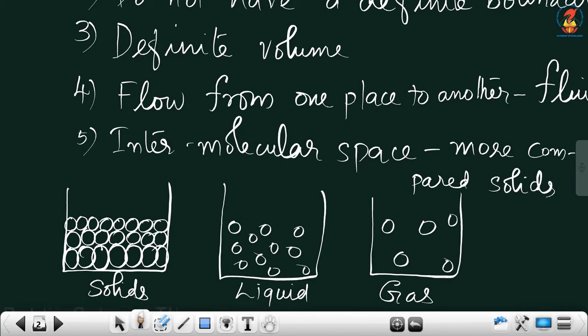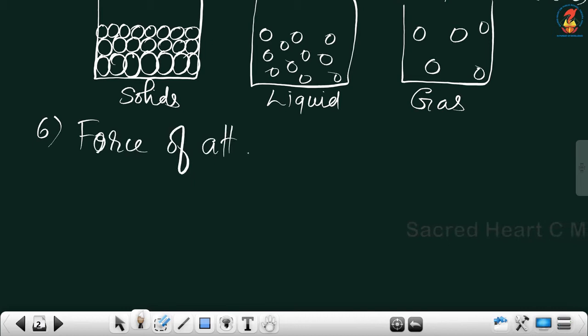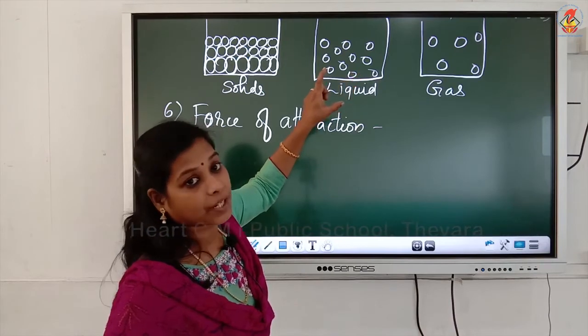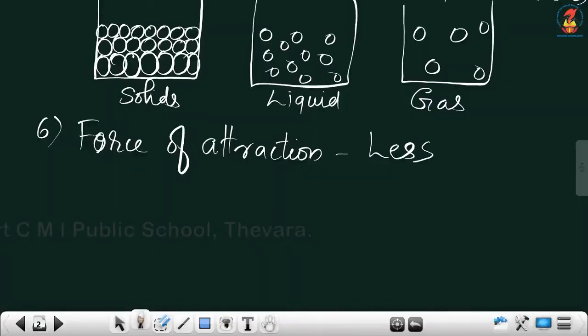Then, the sixth point: force of attraction. What will be the force of attraction between the particles in the liquid state? As they have enough space in between them, they are free to move, isn't it? So their force of attraction is less. When comparing with the solid state, liquids will have less force of attraction between the particles.